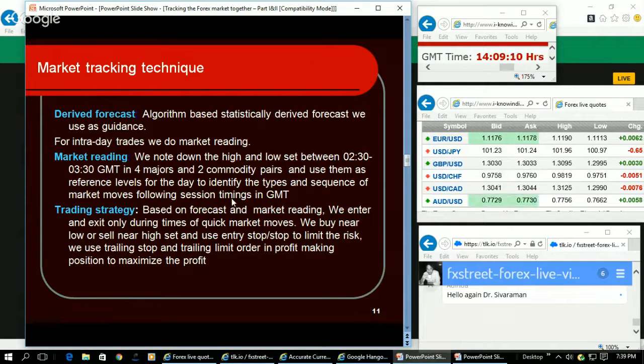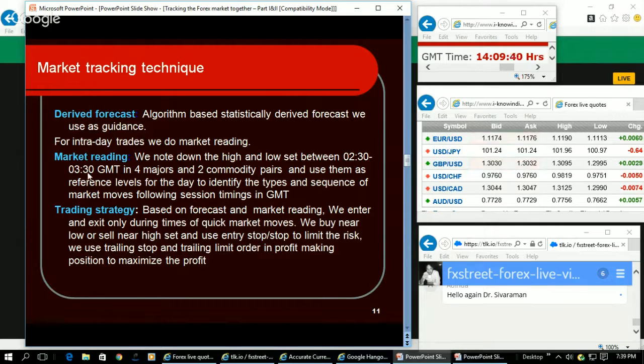So this is what we read with the help of the market reading technique, by comparing the initial lows and the highs we noted down around 3:30 GMT with the current condition. Even though we noted down the initial lows and the highs around 3:30 GMT, now it is 14:09 GMT. Still, we are in a position to compare the levels and try to understand what the players are trying to do in relation to the initial lows and the highs.